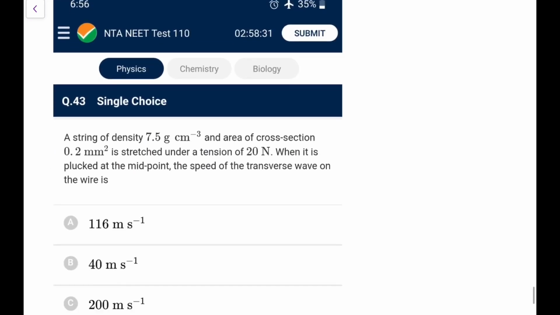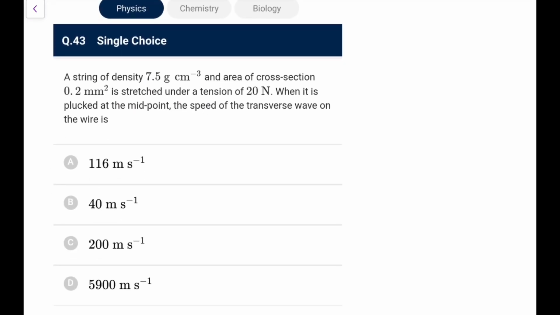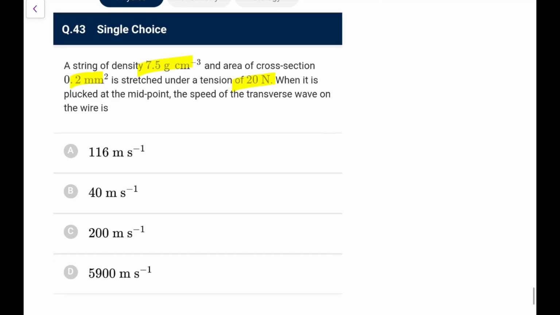Next, a string of density 7.5 gram per centimeter cube, area of cross section 0.2 mm square, is stretched under a tension of 20. When it is plucked at the midpoint, the speed of the transverse wave will be... you know, we already wrote the formula there, root of T upon rho A. This is T, not I, sorry. Yeah, so it is T.